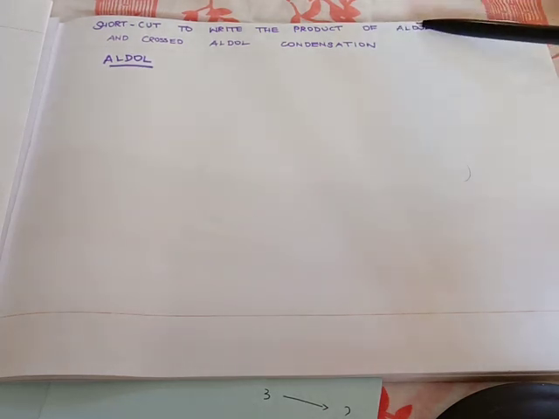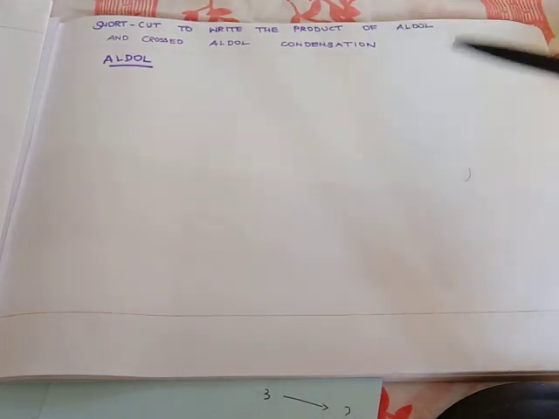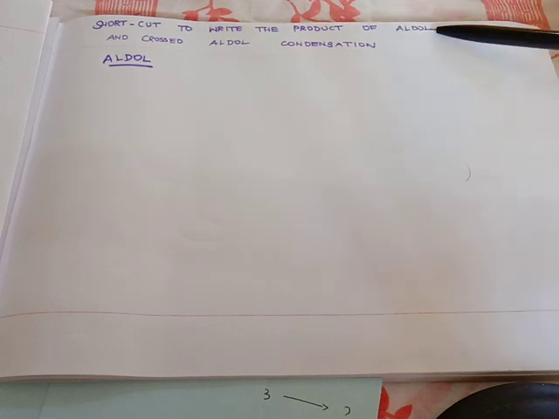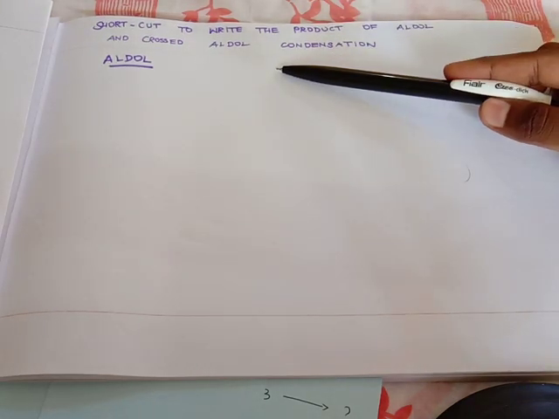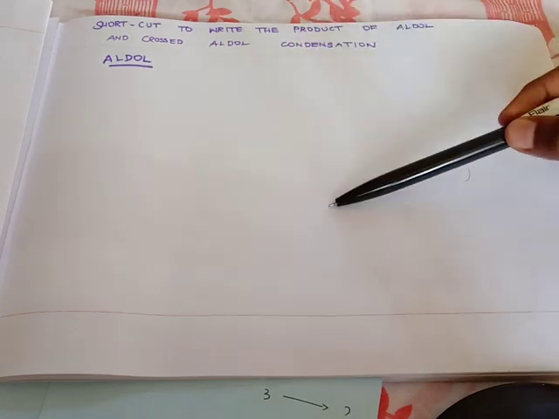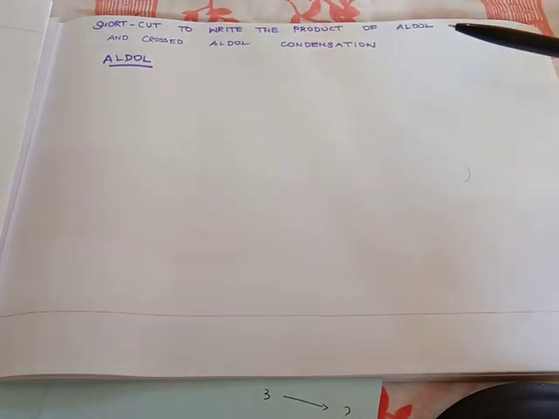Aldol means a reaction which takes place between two same type of aldehydes or same type of ketones, like acetaldehyde and acetaldehyde, or acetone and acetone. Those kinds are called aldol. Whereas in case of crossed aldol, you will have two different compounds. For example, acetaldehyde reacting with propanaldehyde. In that way, two different molecules. Okay. Now let's start with aldol.